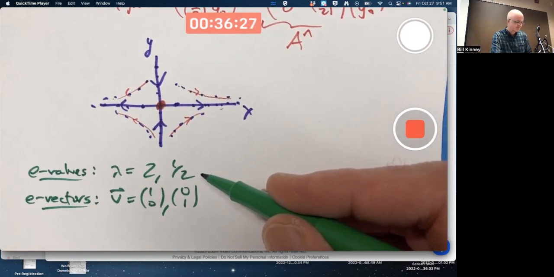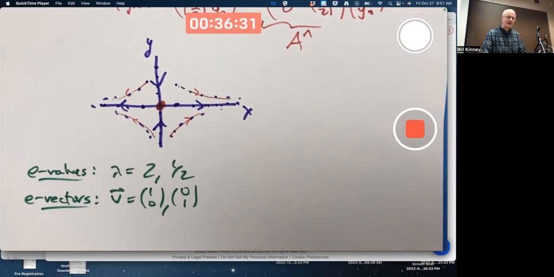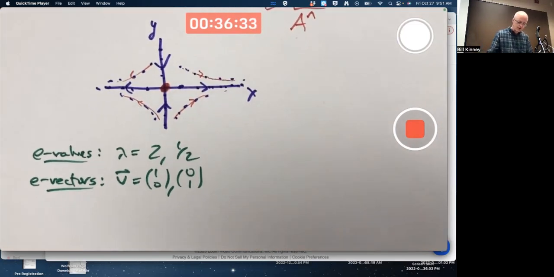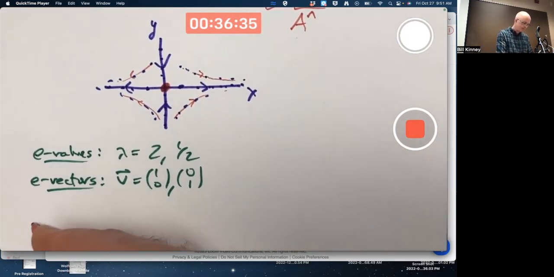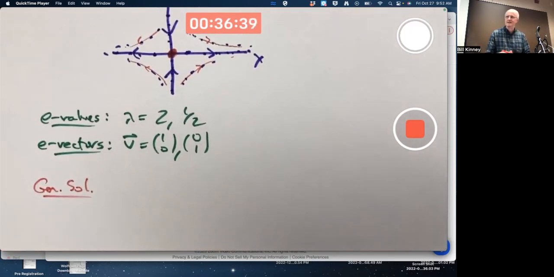Well, I'll talk more about that later. What about the general solution? It's not in our textbook because the textbook focuses on differential equations. But I talk about this in the lectures.